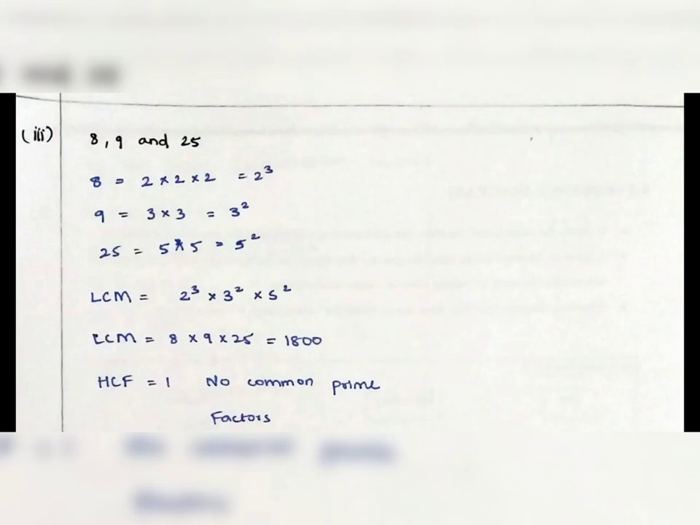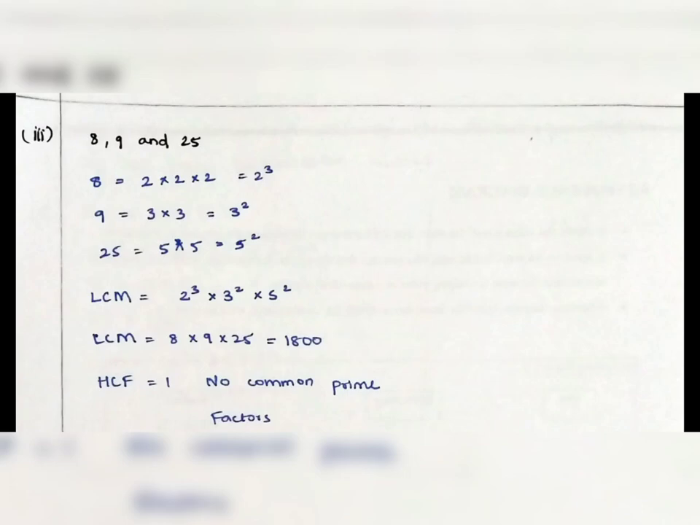Here we don't have any common factor, all are different, so we have taken all of them. For example, if there was 2 cube in 9 also, then we would not repeat it. But here it is different. 2 cube, 3 square, 5 square, all are different. So if we multiply all these things, we will get 1800.